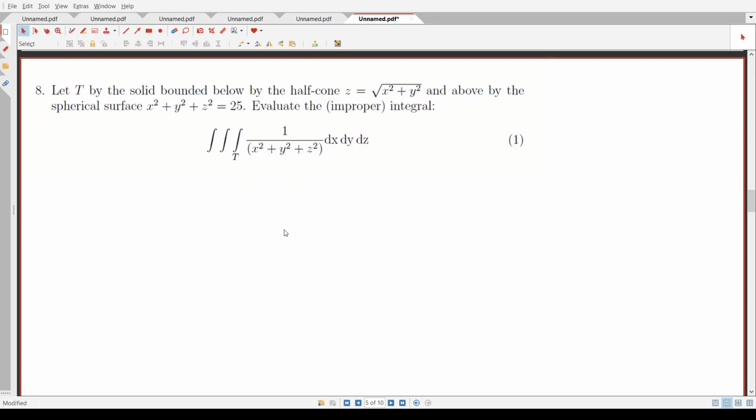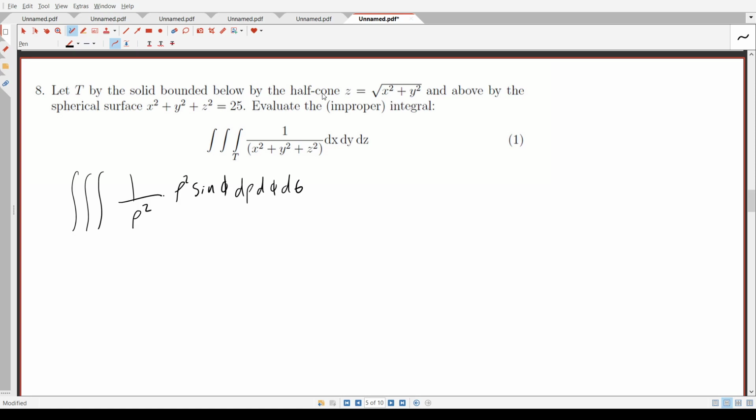So first thing I see is x squared plus y squared plus z squared, so I should think spherical coordinates. And it even had spherical in the question. So if I rewrite this, this is going to be 1 over rho squared times rho squared sine phi d rho d phi d theta.